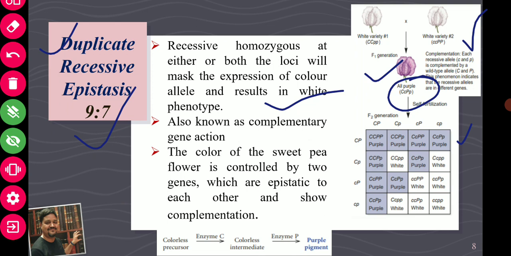So the color of sweet pea flower is controlled by two genes which are epistatic to each other and show complementation. That is why it is known as complementary gene action. So here you can see that there will be presence of a colorless precursor, but when there is C enzyme, that is dominant C, it will produce a colorless intermediate. The intermediate will be produced, that is again colorless, but when enzyme P is present, that is dominance at P position, then it will produce purple pigment, that will be a colored pigment.